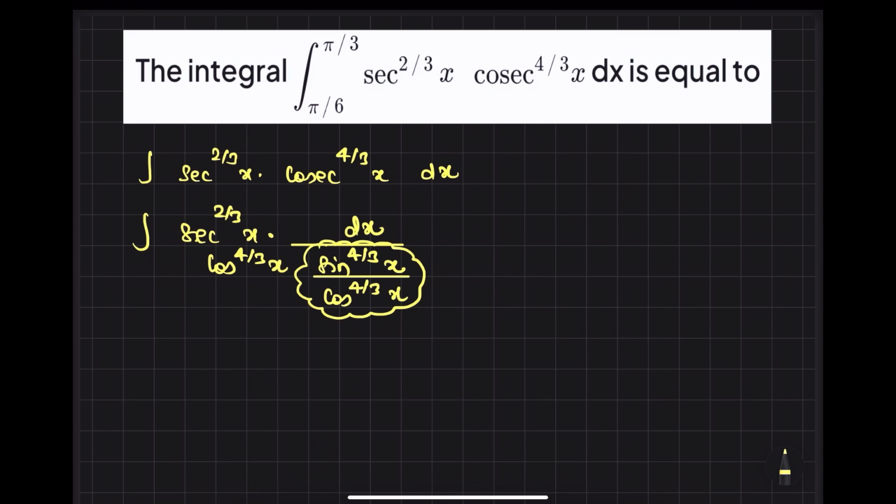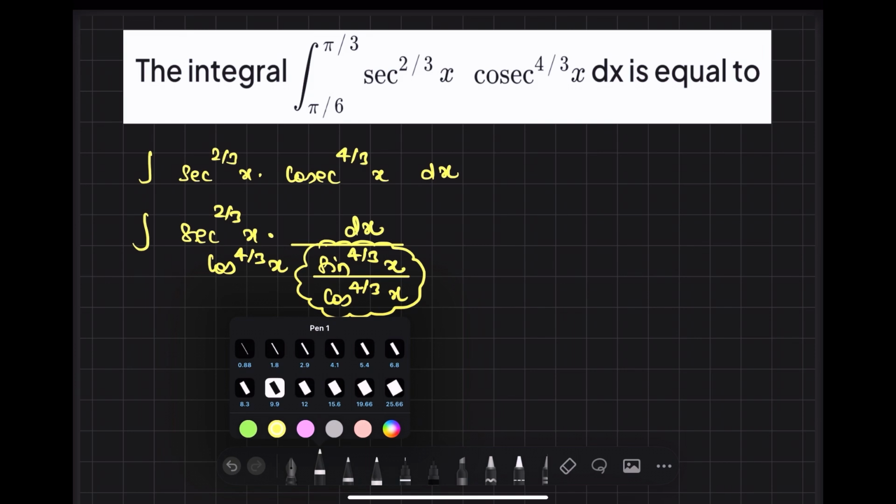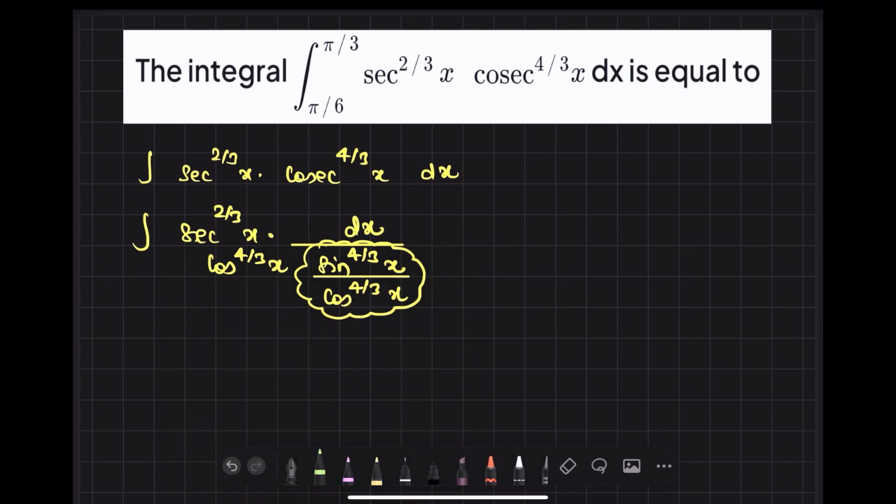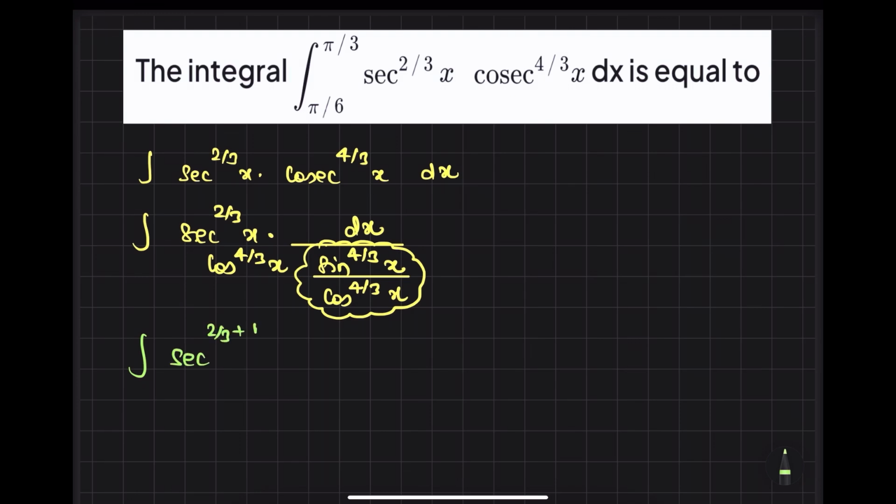Now we got tan x, and the remaining thing I can convert into sec. So first I will send this cos to the numerator, so it will become sec. So sec power 2 by 3 plus 4 by 3 x, and then dx by tan power 4 by 3 x. I hope till this part you guys are super okay.